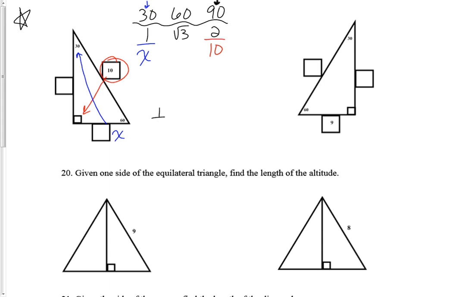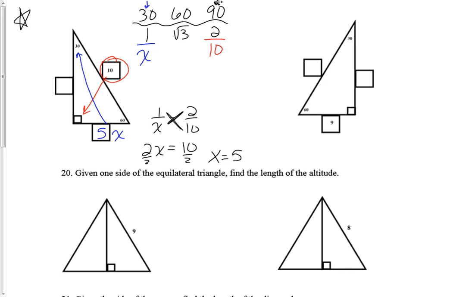So I have 1 over x is equal to 2 over 10. I cross multiply and I get 2x is equal to 10. I divide both sides by 2, and that gives me x is equal to 5. I place the 5 in the diagram in the box for that side.